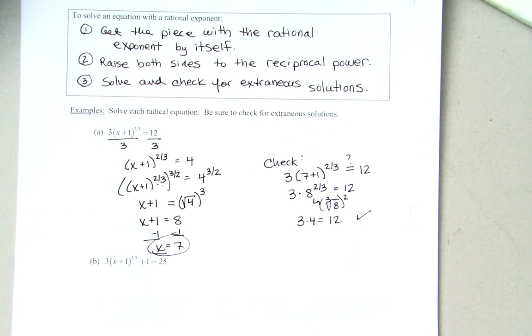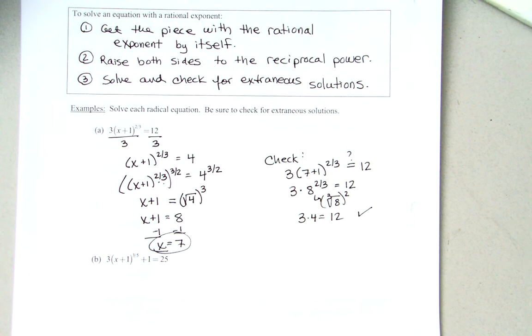The point is, get the piece with the power by itself. Raise both sides to the reciprocal power. So in letter B, once you get things by itself, what power are you going to raise both sides to? 5/3. I want to see if you can do letter B. Very similar idea to letter A. See what you can do.